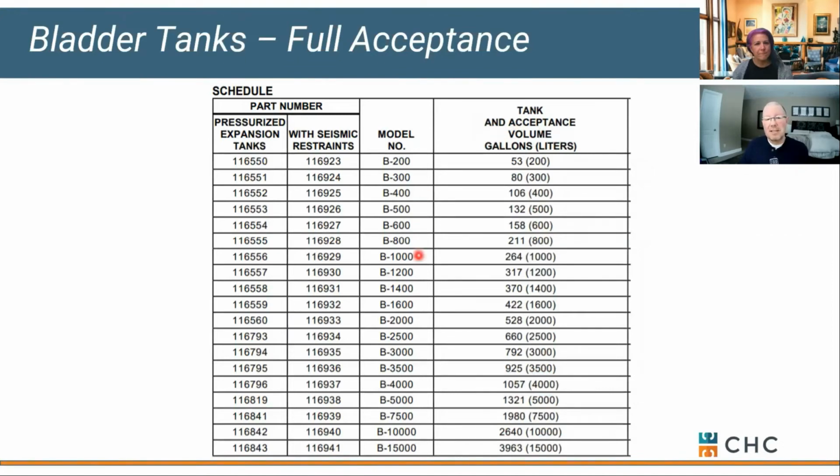Bladder tanks tend to run much larger, so you can run into these for really big campuses, big hospitals, big central plants. They tend to be full acceptance, which means you can put as much water in the bag as you can the tank. So tank acceptance doesn't really become an issue on a bladder like it does with a diaphragm. You have to watch it closely.